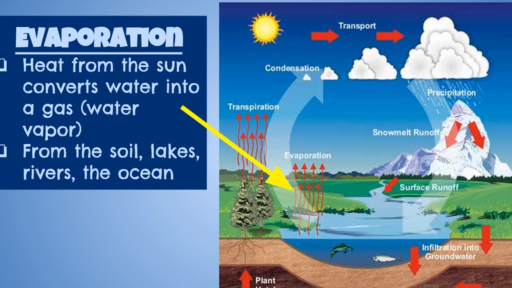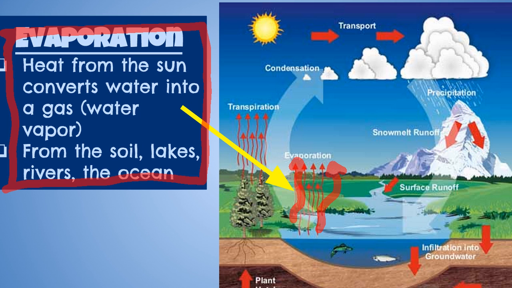In evaporation, the heat from the sun converts the water into a gas. This is called water vapor. And the water travels up into the air. This happens from the ocean. This happens from lakes, rivers, and just the soil. This is the other thing that happens to that puddle that's there after a rainstorm. A lot of it evaporates up. So please color in the evaporation box, or arrow, and outline the evaporation box.